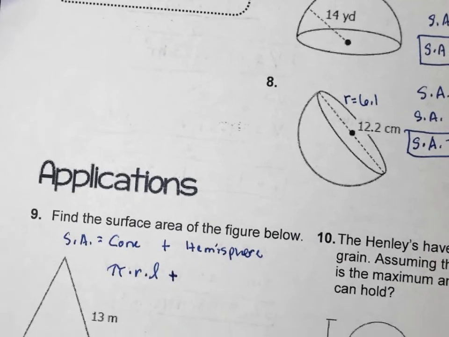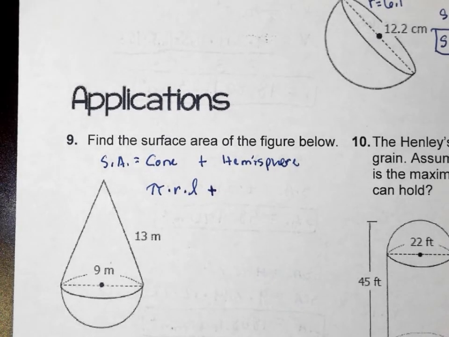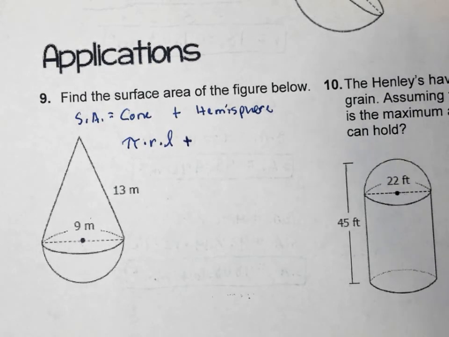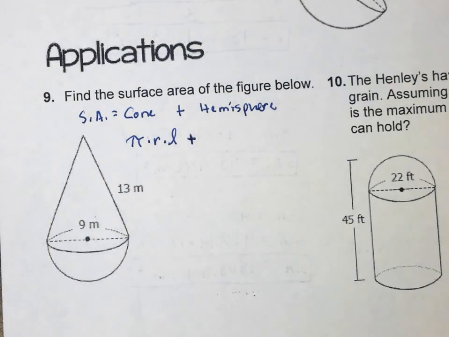Anybody? Somebody say something smart. Somebody said something smart last period. How would I adjust the surface area formula for a hemisphere to help me on this problem down here? That's the regular formula. I don't need that. I just said we can't see either circular base, the one for the cone or for the hemisphere. What adjustment would you make to the hemisphere formula for surface area to help you out on this problem?